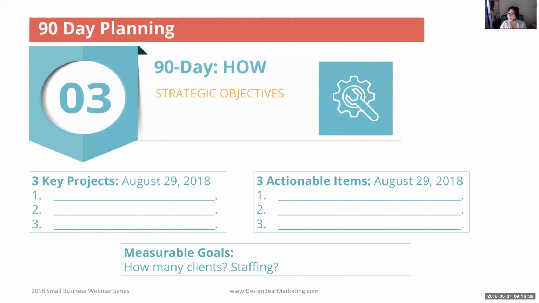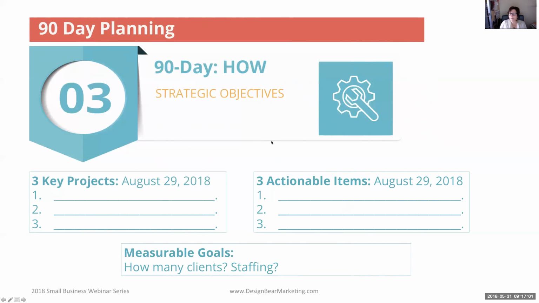And what are your measurable goals, right? This is where you choose clients or customers. I want to have 100 more Facebook fans. I want to have 50 more people walk through my retail store. I want to hire one person. I want to train my people. What are the measurable goals that you can do very realistically in 90 days that are going to help you to get these projects done?